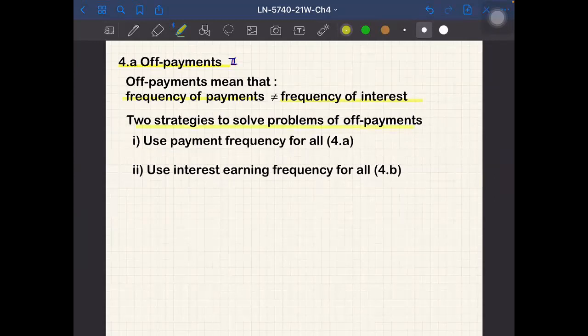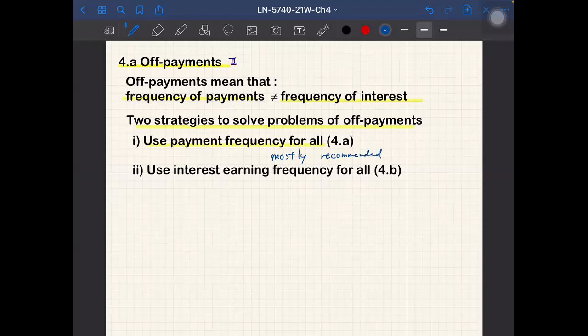The first method is to use the payment frequency for all cash flows and interest. That will be covered in section 4a. For most cases, it's the recommended method. So mostly recommended is the first one.